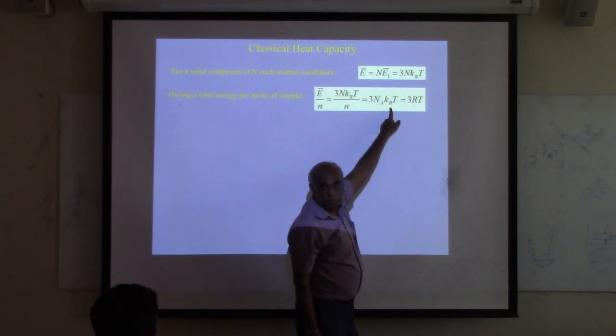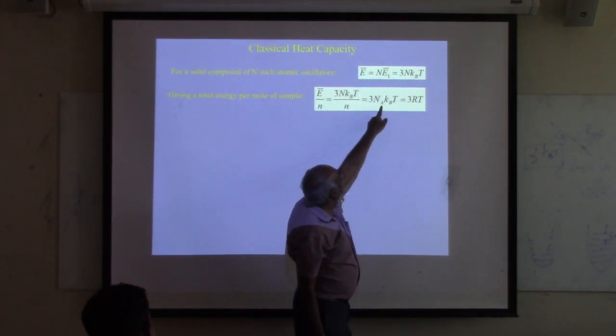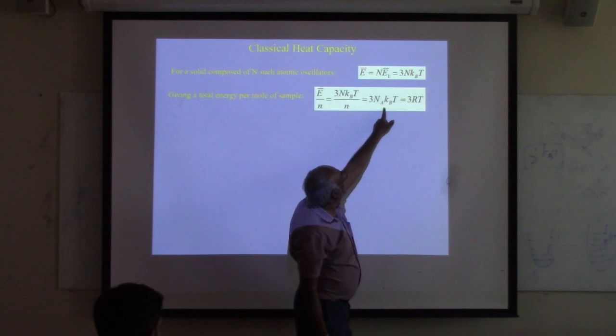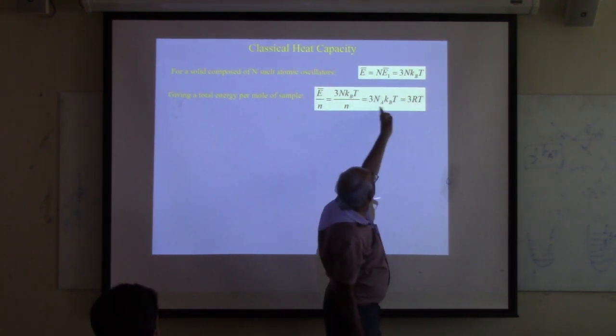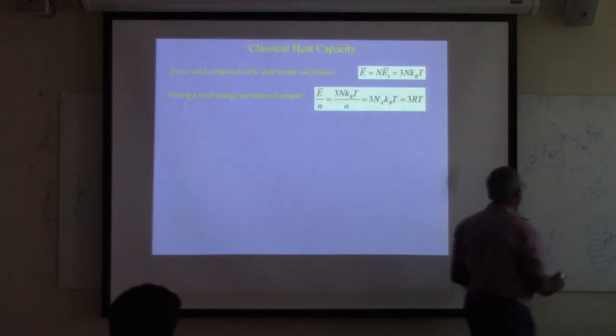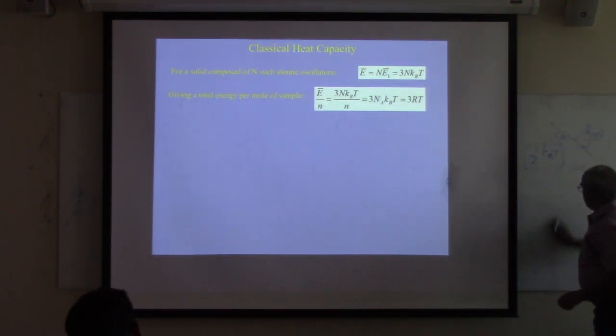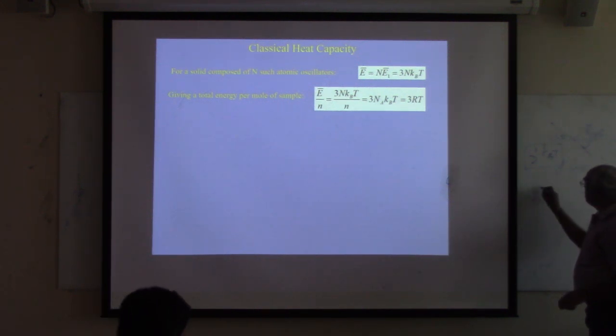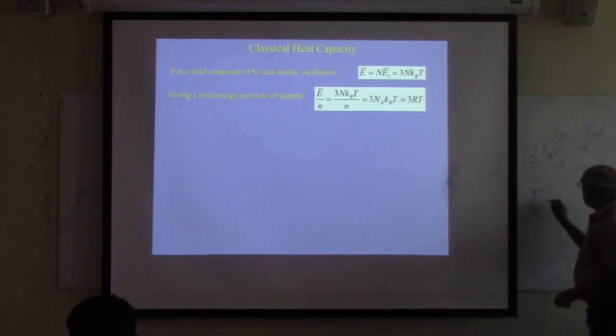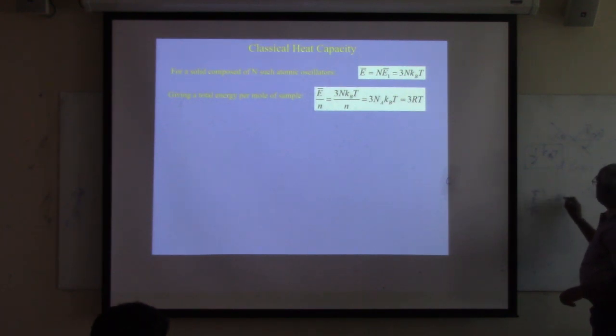So now NA times kB. kB is the Boltzmann constant. So NA, if you multiply by this one, we get something called the universal gas constant, R. So that means you get your total energy per mole. This total energy per mole is given by 3RT.